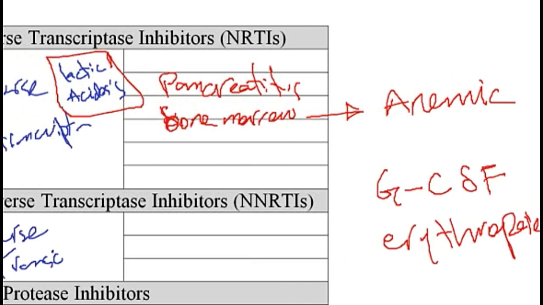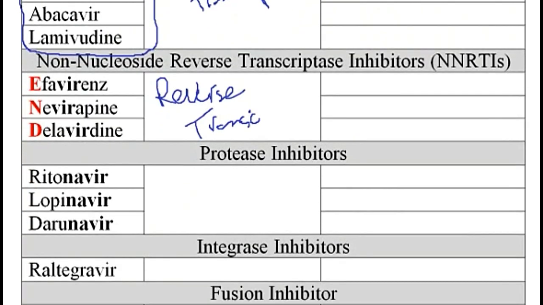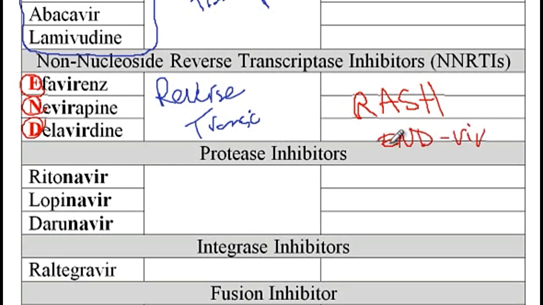The other class of medications are non-nucleoside reverse transcriptase inhibitors, and their side effect is the same as the NRTIs, except that they may also cause a rash. And the way you can memorize these medications is END-VIR. So think of END-VIR. So their names start with E and D, and all of them have VIR inside the name of the medication. The next classes of medications are proteases.